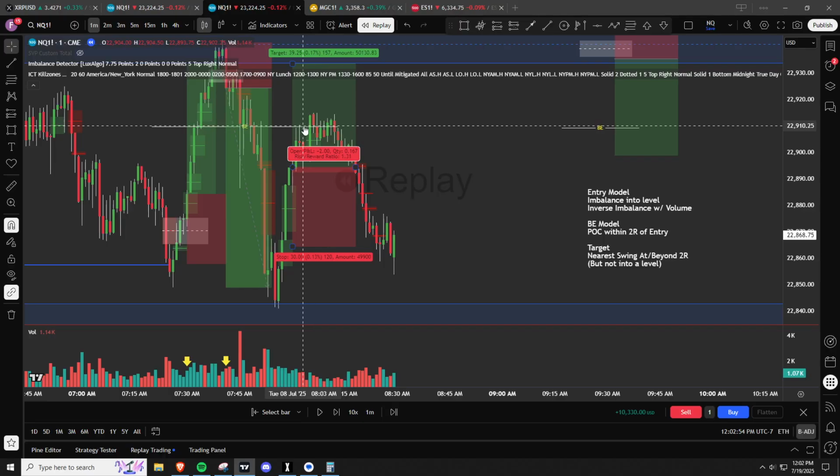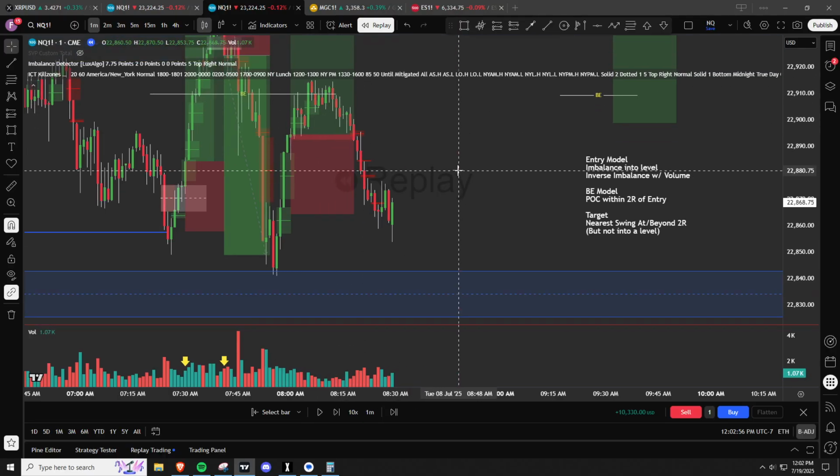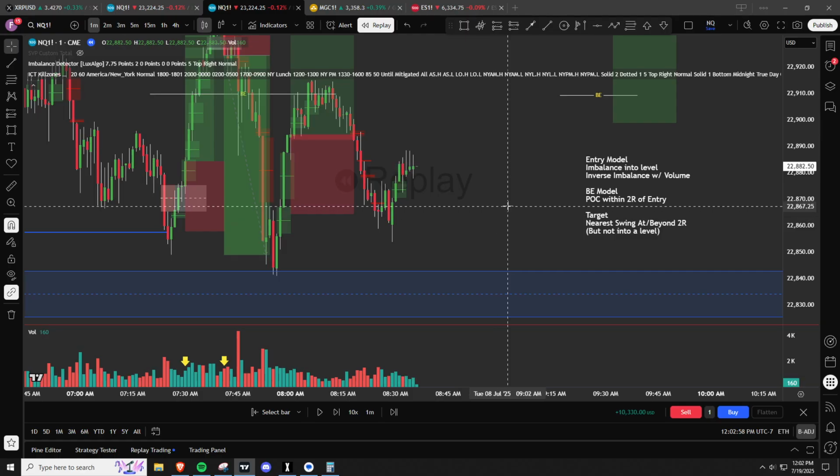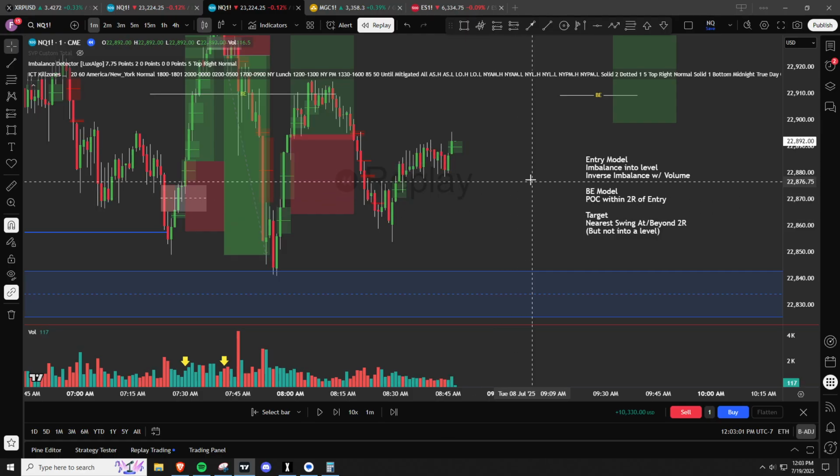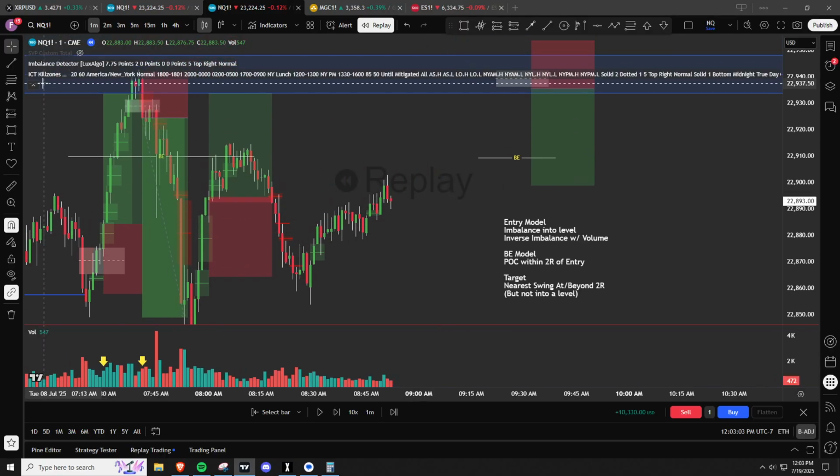If it doesn't turn around, stay in the trade. If it does turn around, get out at break even. So we're just going to fast forward here, see if we can get up to one of these levels.